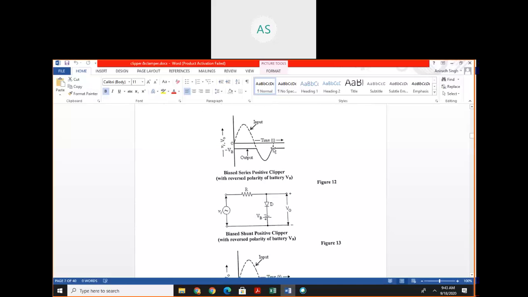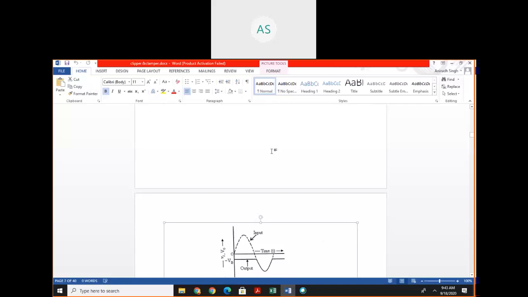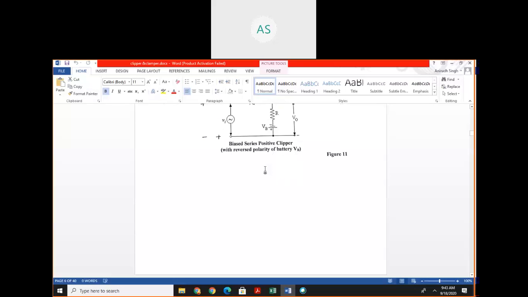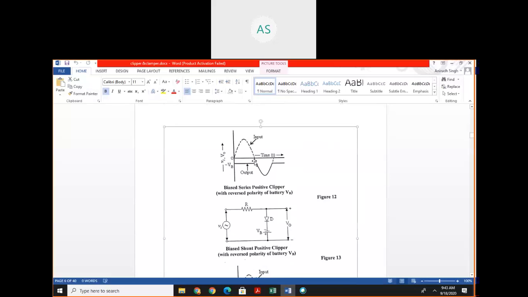1 volt. In this case, 2 minus 1 is 1, and the negative terminal is connected to the anode and the positive terminal is connected to the cathode. It means that this diode is reverse biased, an open circuit, and in this case we get a constant voltage at the output.